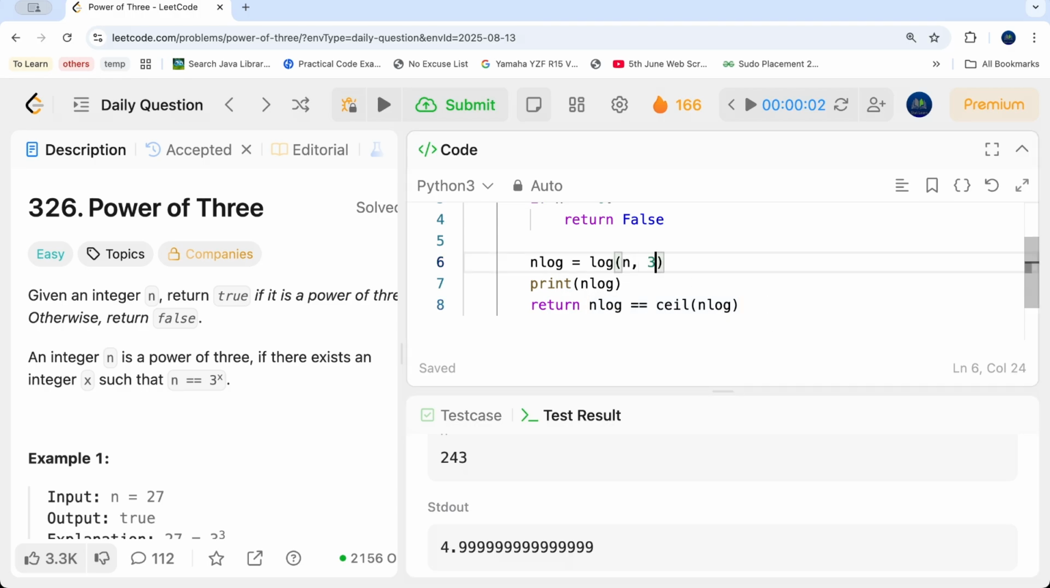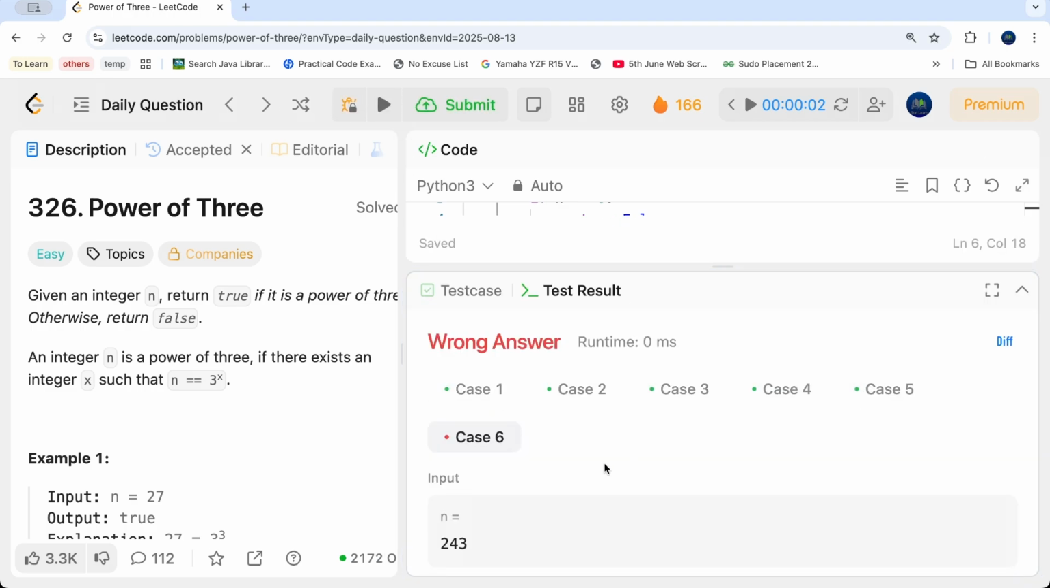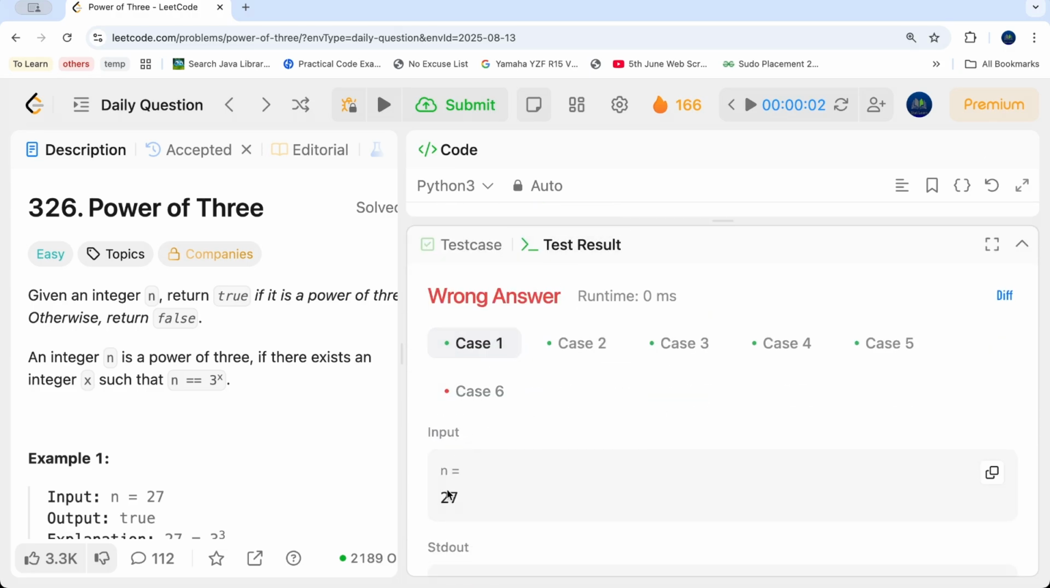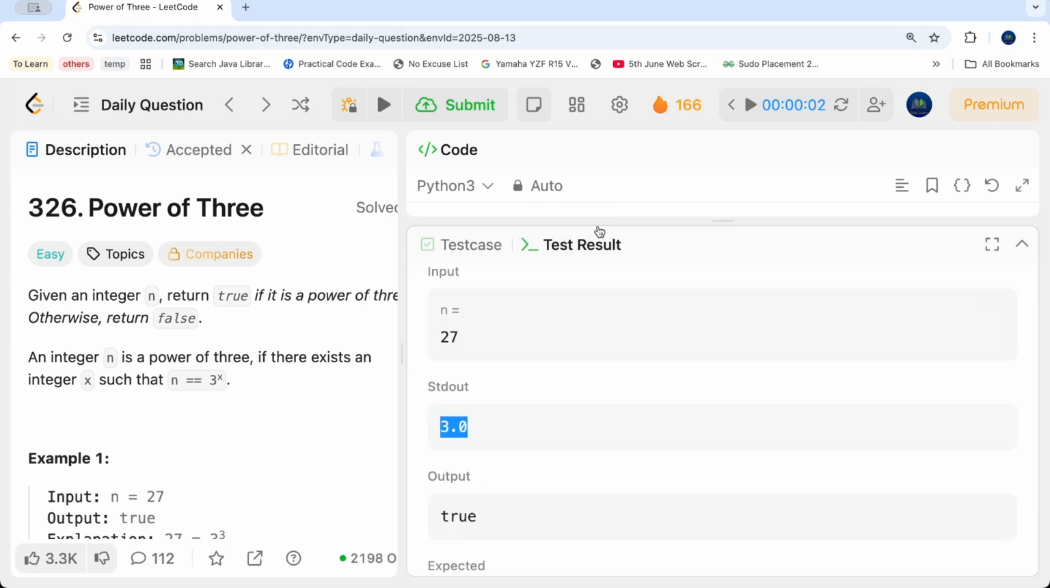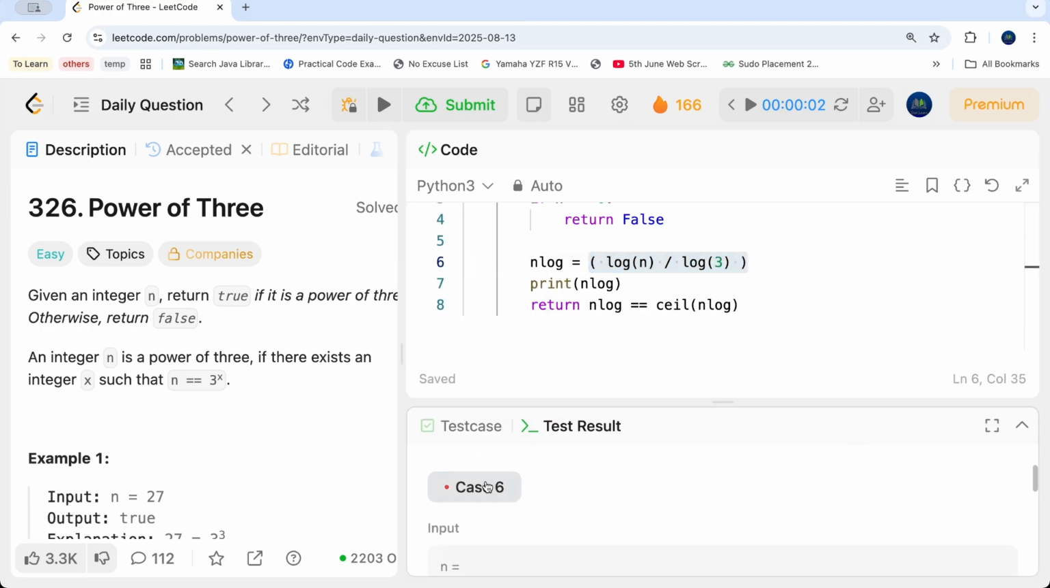Even if you try to use the mathematical formula of finding the log of n, not by having this base of 3, because in some programming languages you don't have this option, the base is already defined, you cannot customize it. So I can say log of n divided by log of 3. This is exactly like finding log of n to the base of 3. If I run this again, you will see that we still have this error. Yes, we are able to pass 5 test cases, but the last one still has the error. See, for small values like 27, it is a power of 3 and the standard output is 3.0. That is what we are expecting from this formula. But for 243, this particular test case is failing because the standard output is not what we are expecting, right?